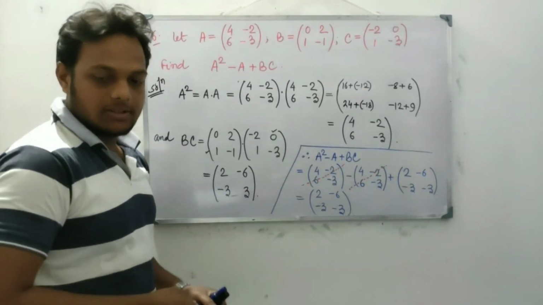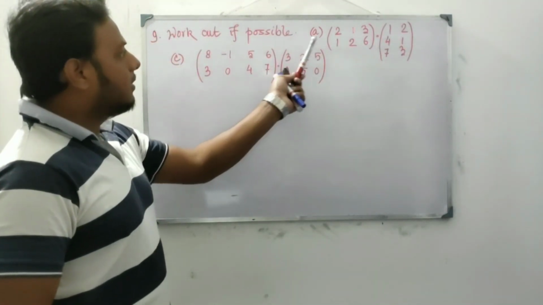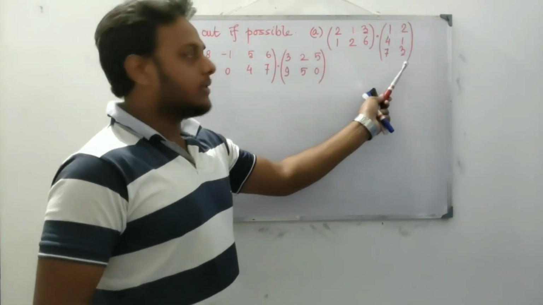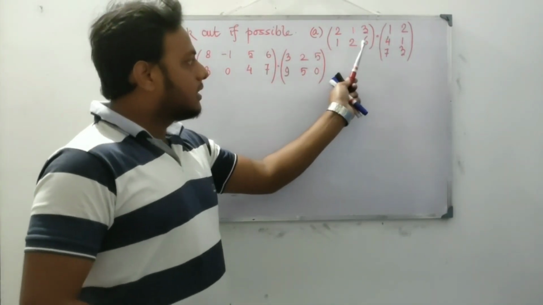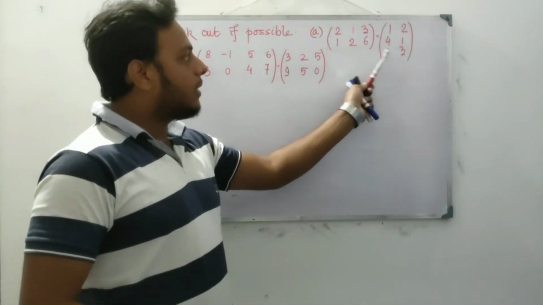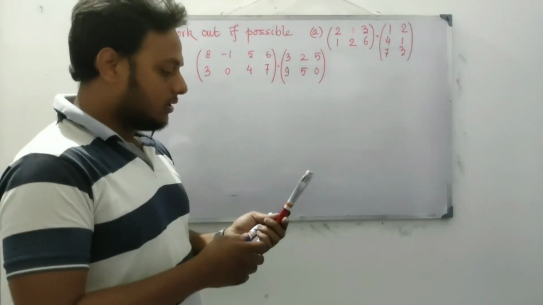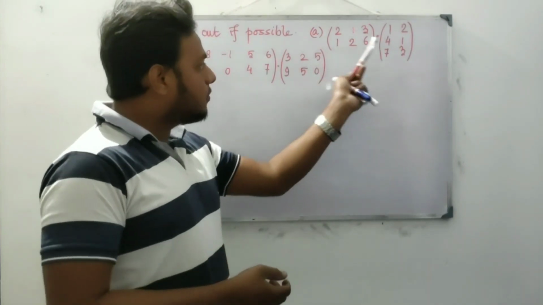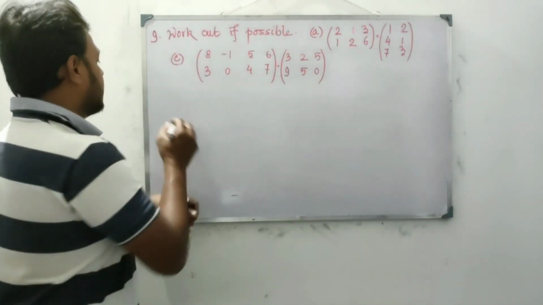Understood? Next problem. Work out if possible. This is the first matrix, dot, the second matrix. That is matrix multiplication. You have to find out the matrix multiplication value if possible. And this is the second one. So first you have to check whether matrix multiplication is possible among these two matrices or not. So how to check?